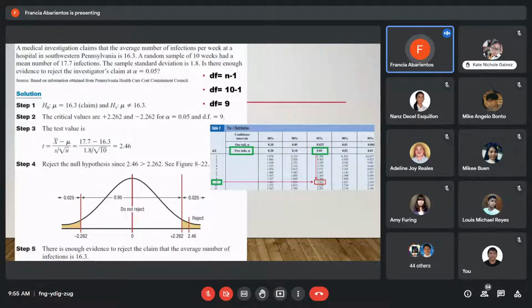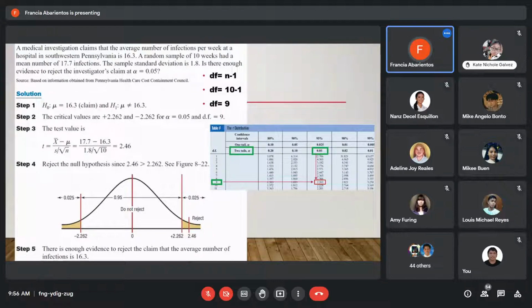For example, a medical investigator claims that the average number of infections per year at the hospital in southwestern Pennsylvania is 16.3. A random sample of 10 weeks had a mean number of 17.7 infections. The sample standard deviation is 1.8. Is there enough evidence to reject the investigator's claim at the given alpha? Since hindi naman sinabi sa problem, our claim now is equal to 16.3, so the alternative hypothesis is not equal to 16.3. So papasok na dito kasi yung degrees of freedom natin. Okay? We need to compute for the critical values of the t-test.